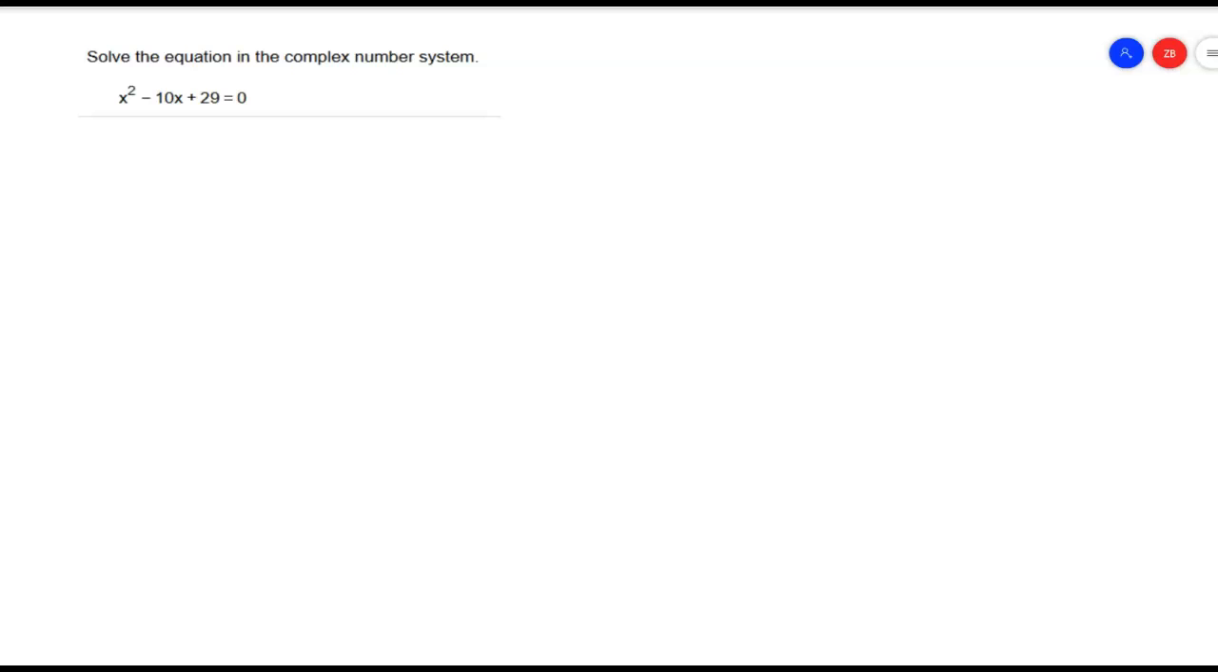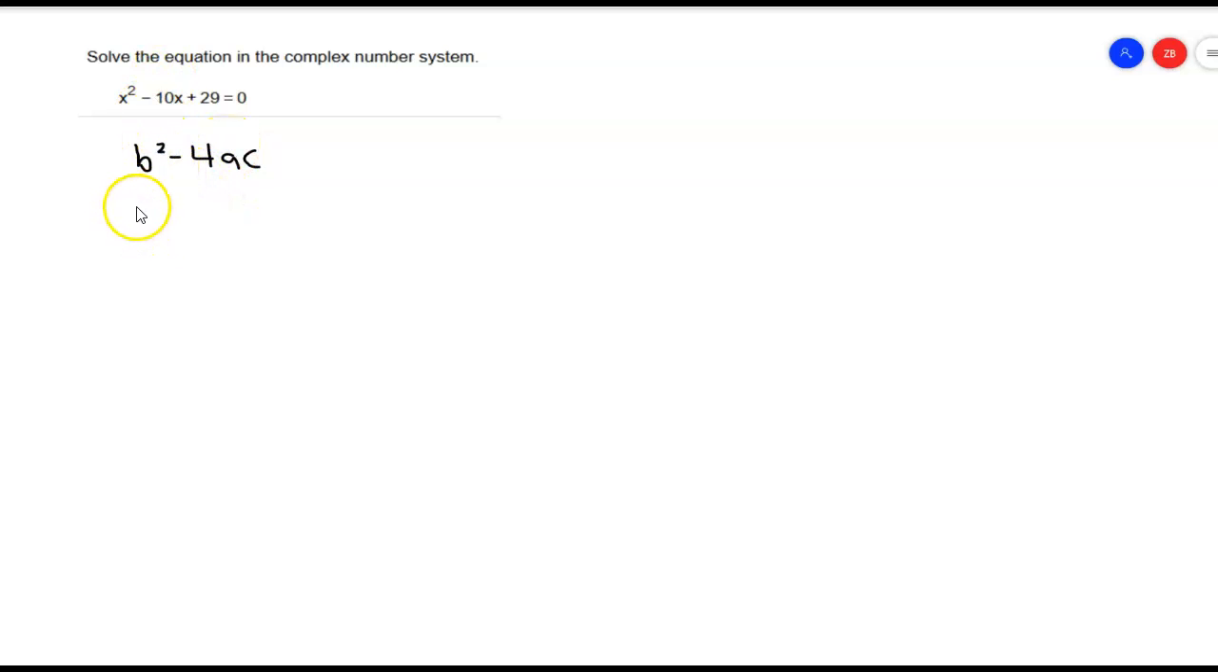So we have a quadratic here, x squared minus 10x plus 29. 29 is a prime number, which means that we're really not going to be able to factor this easily or at all in order to get a negative 10 here. So I'm going to use the quadratic formula, but first I'm going to check the discriminant. Remember, the discriminant is b squared minus 4ac. That's the part that goes under the radical in the quadratic formula.